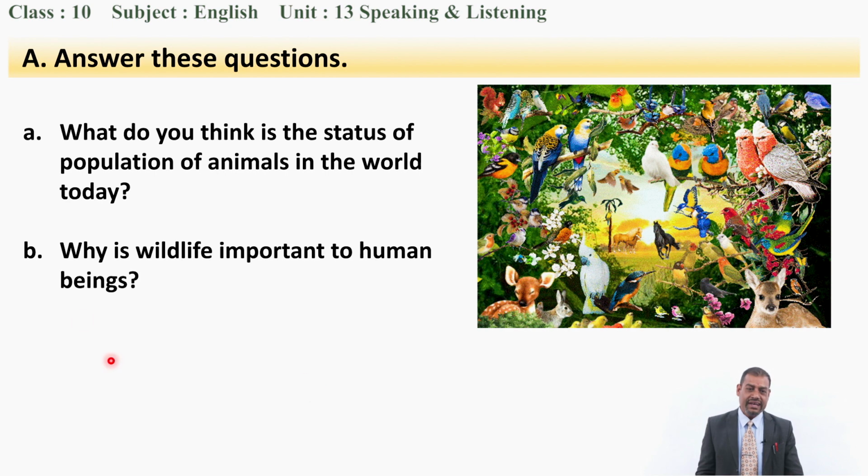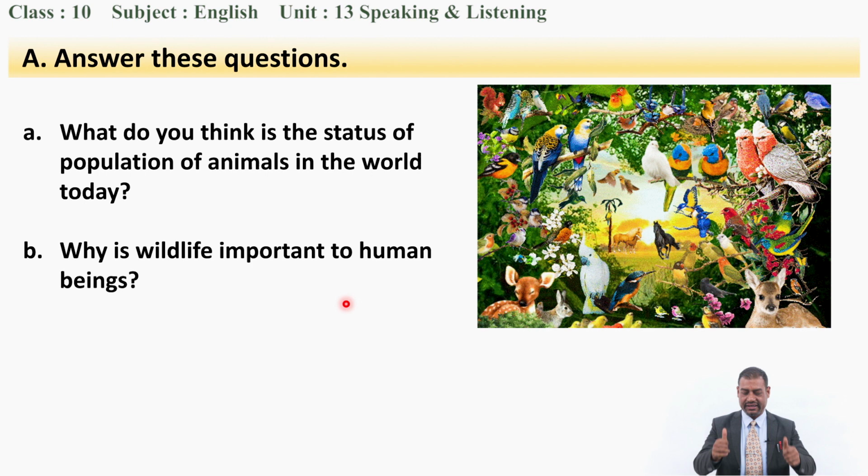Okay. Now, B, why is wildlife important to human beings? So what can be the reason? You might have even learnt it in your science and some other subjects. Okay, perfect. Yes, animals are important to human beings, wildlife, because we need to have ecological balance, and all the living creatures in the world play an important role to keep balance in ecology.